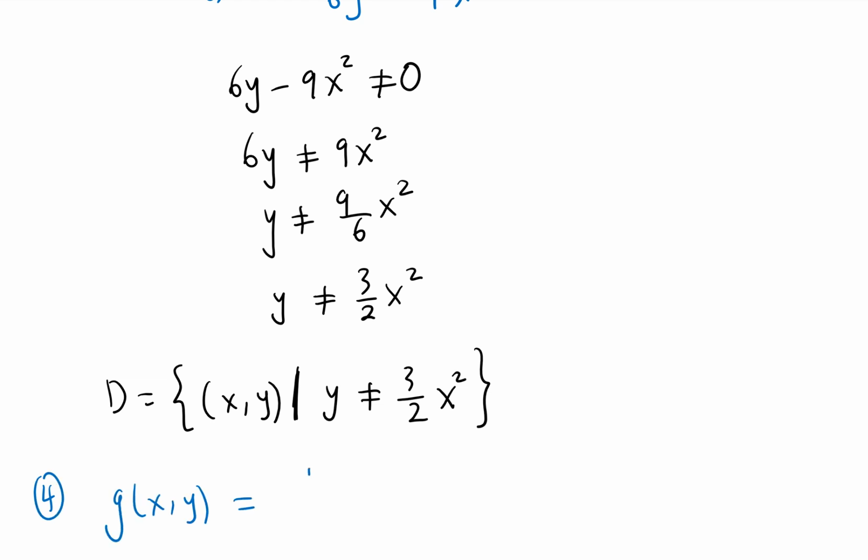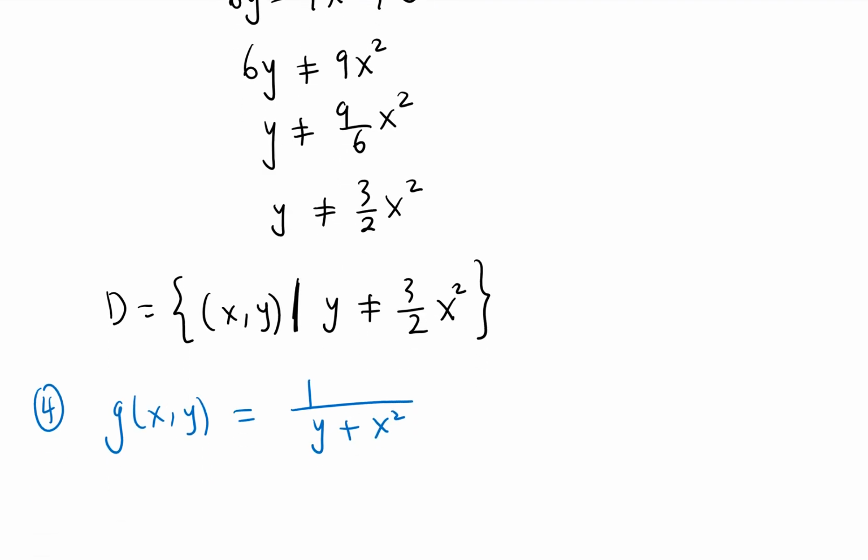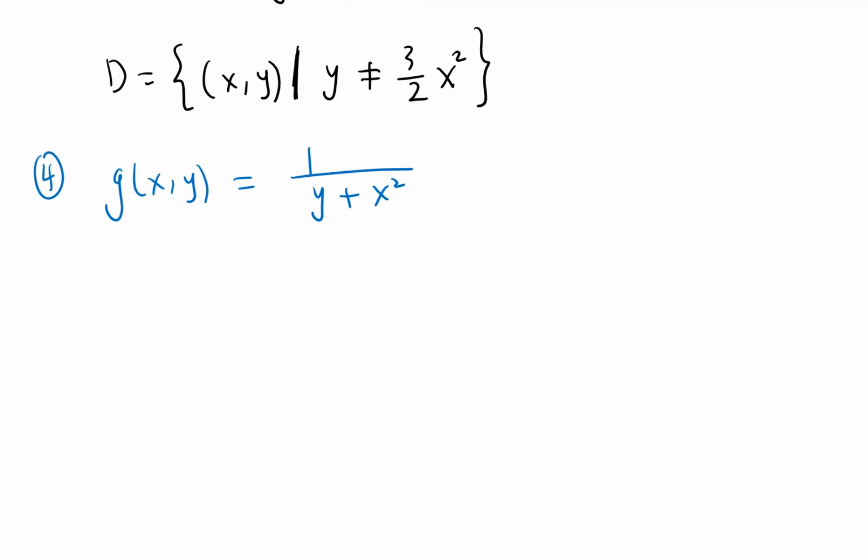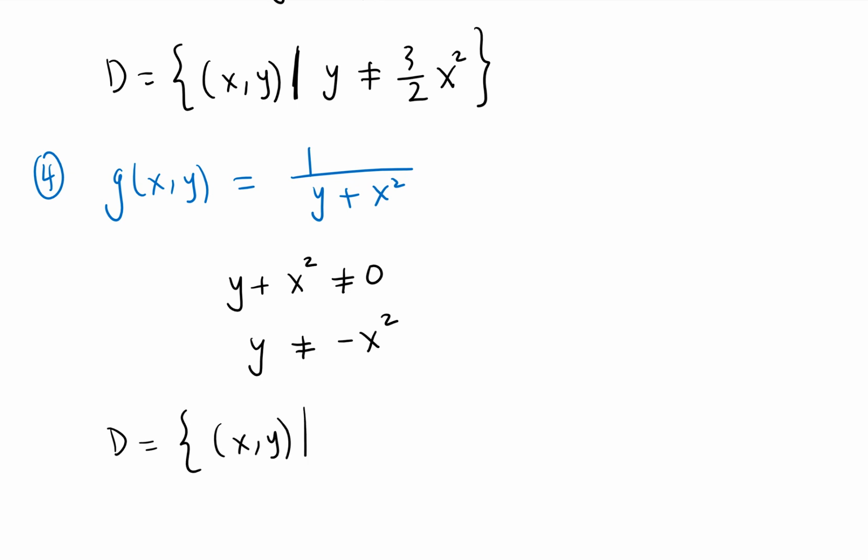One other one here: 1 over y plus x squared. Try finding the domain for this one. For the domain, you need to make sure that the denominator cannot be 0. So if you subtract x squared on both sides, y cannot equal negative x squared. So the domain is going to be all the x, y values such that y cannot be negative x squared.